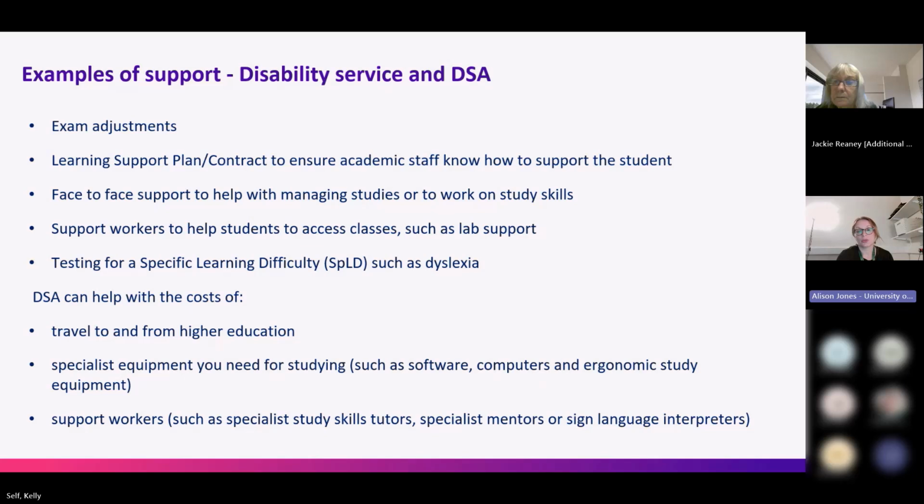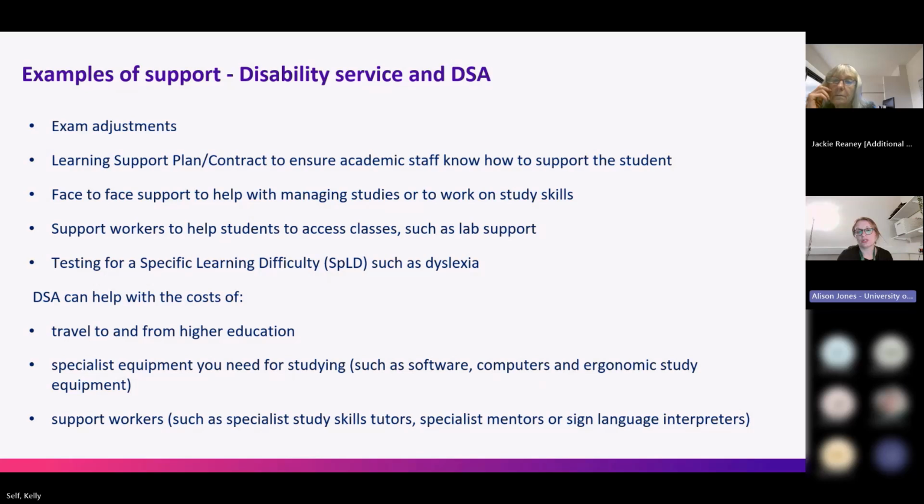Face-to-face support to help with managing studies or to work on study skills might come through a student's Disabled Students' Allowances, DSA. That would be things like specialist mentoring and specialist study skills support for students with a specific learning difference. That's about ensuring that a student is really confident about their study skills for HE level. It might be supporting them to develop new strategies around their studies, looking at how they plan their time, organisation strategies, exam technique, revision technique. Anything a student needs in terms of developing their study skills might be provided through DSA, for example for a student with a specific learning difference, or a student with ADHD.